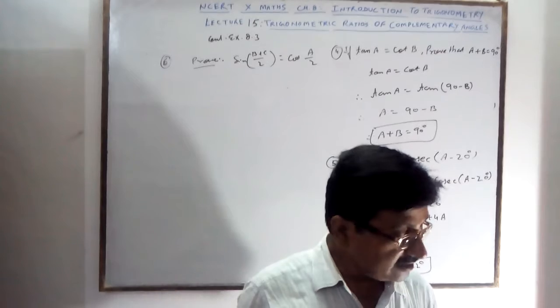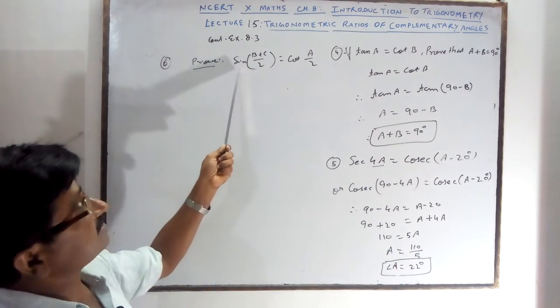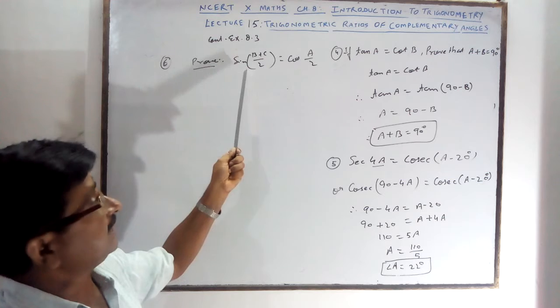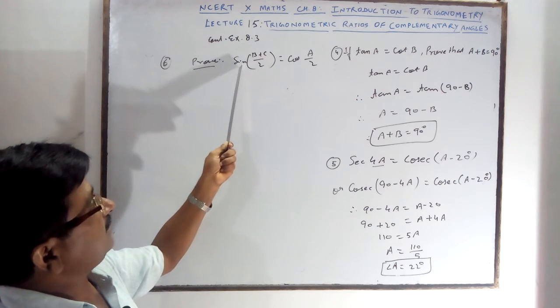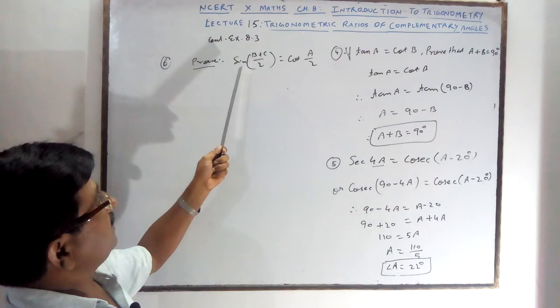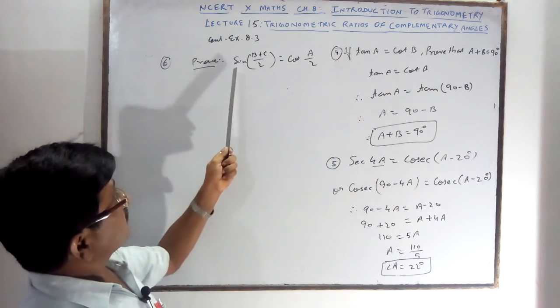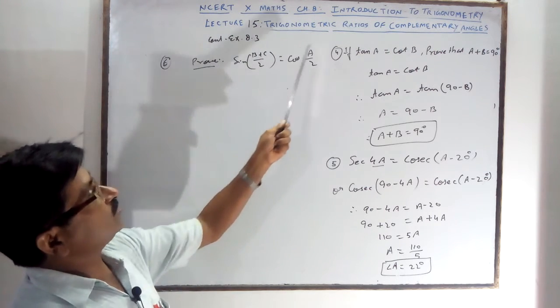You can solve the same questions when you change the function. If you change sine, here you get cot. Change sec, here it will be cosec. Change cot, here it will be tan. Or sine of (A plus C) by 2 is equal to cos B by 2.